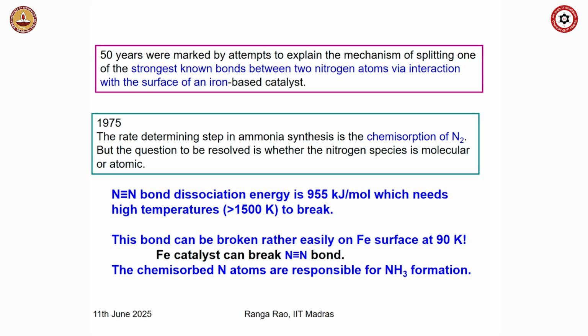Okay? The important point here is that the N≡N bond is a triple bond, so nitrogen is a very, very inert molecule. You need to break this N≡N triple bond. For ammonia synthesis from nitrogen, the triple bond has to be broken, and then the nitrogen should form bonds with hydrogen. Breaking this bond requires 1500 Kelvin, that is about 1200 to 1300 degrees centigrade. Only then will it break.